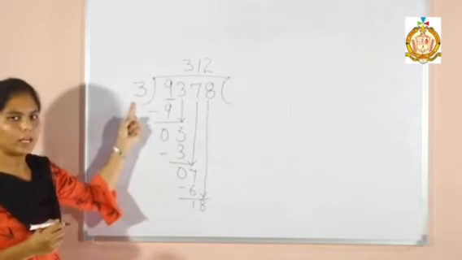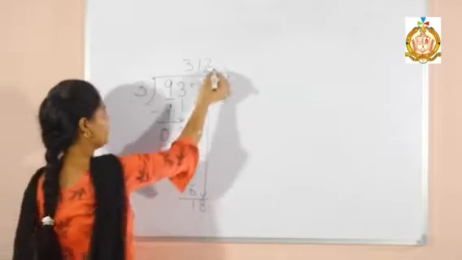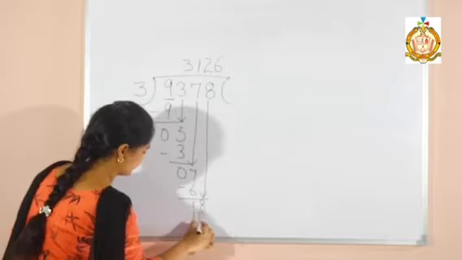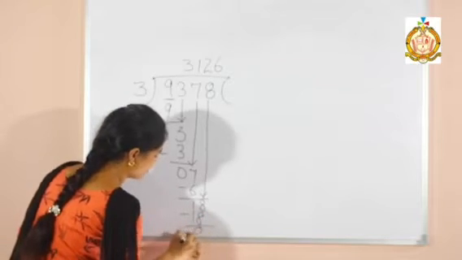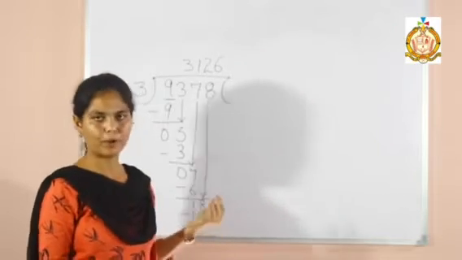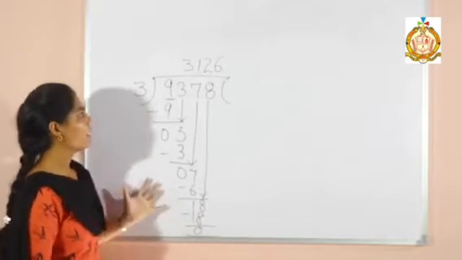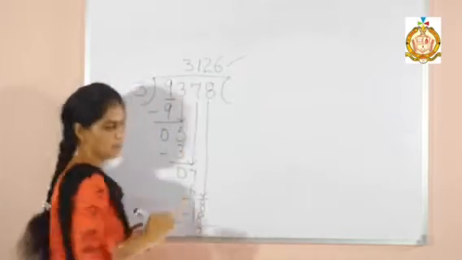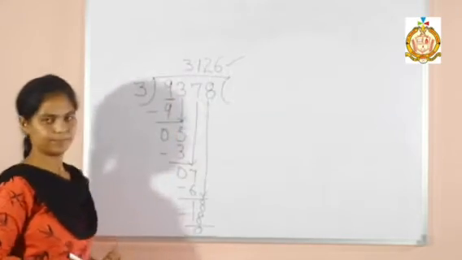Now count down the table of 3. 6 threes are 18, and there is 0. In this way you can solve your exercise 4.2, how to divide the numbers. This is your quotient, meaning this is your answer.